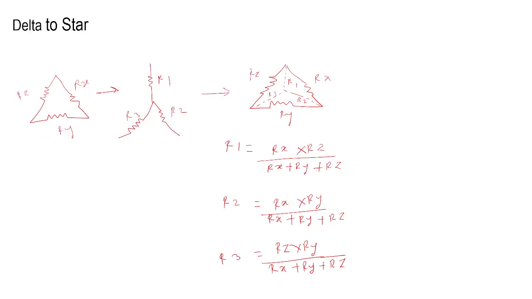आणि डेल्टा टू स्टार मध्ये बघा, डॉटेड स्टार ड्रॉ केला R1. आता R1 इज इक्वल टू त्याच्या असोसिएटेड कोण आहेत Rx आणि Rz, त्याचे मल्टिप्लिकेशन डिवायडेड बाय डिनॉमिनेटर Rx प्लस Ry प्लस Rz. डेल्टा टू स्टार मध्ये कॉमन गोष्ट कोणती आहे? तर डिनॉमिनेटर सेम आहे. समजलं का? स्टार टू डेल्टा, डेल्टा टू स्टार.